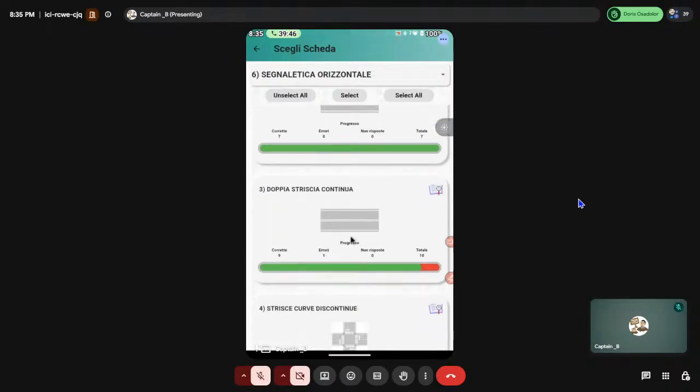Number 3. And look at this sign here. It has two continuous lines in one road. In one place, two continuous lines. So let's go. Doppia striscia continua. I will ask this question.